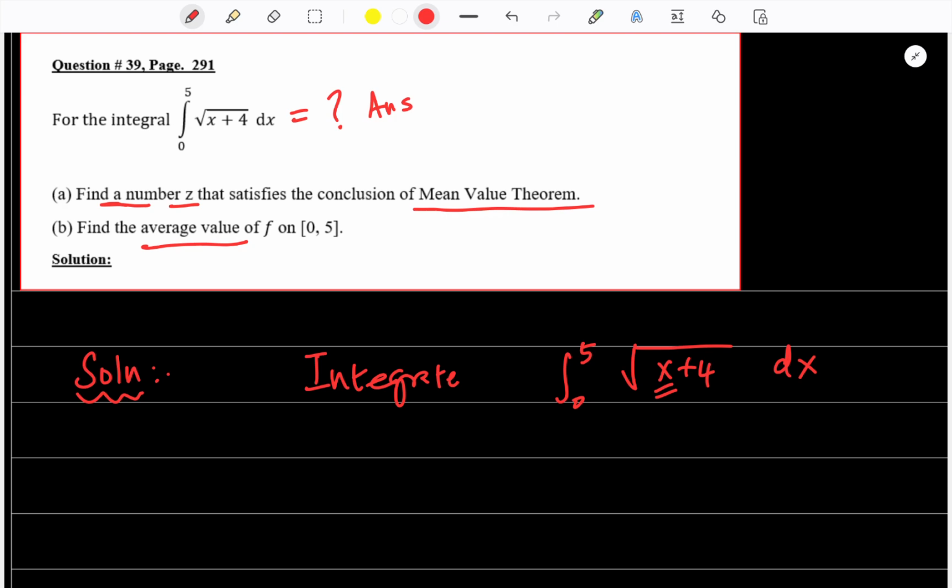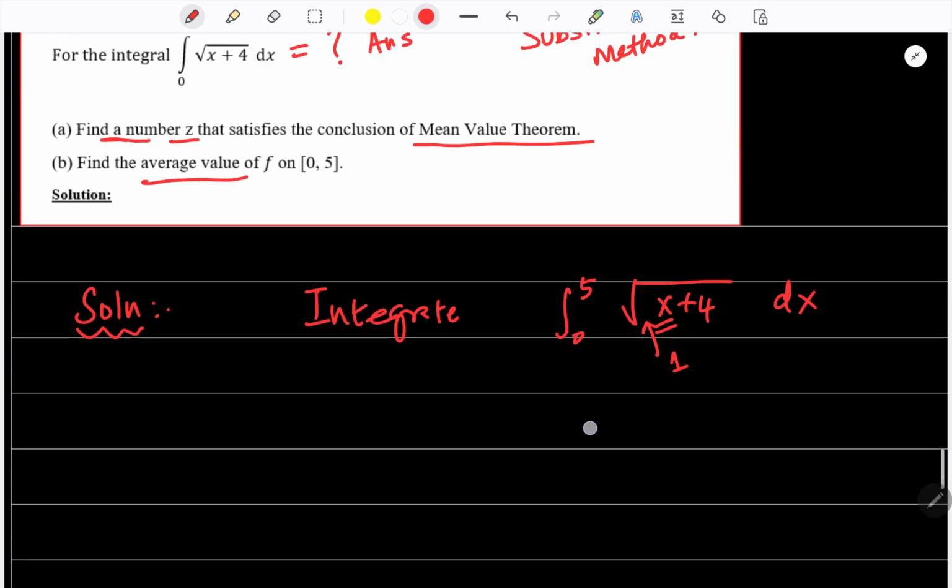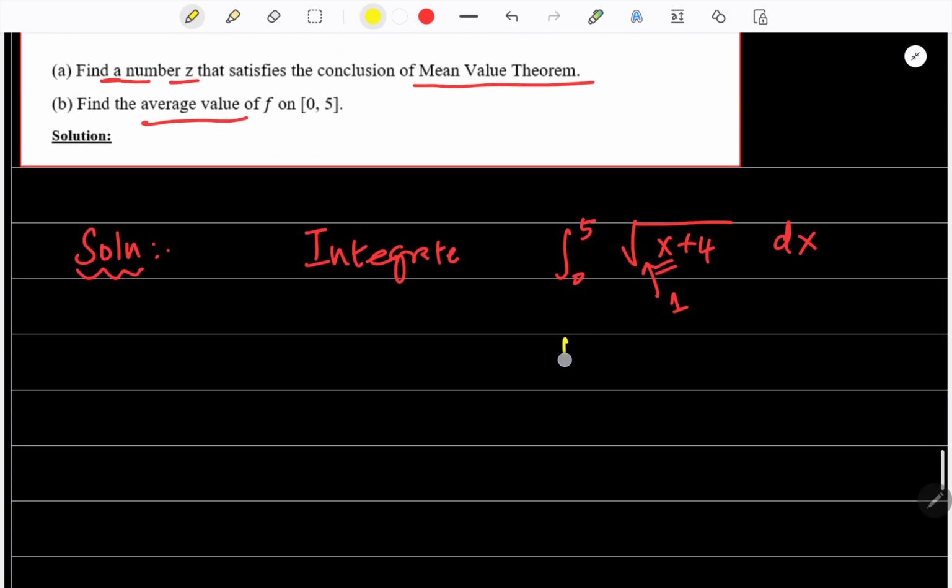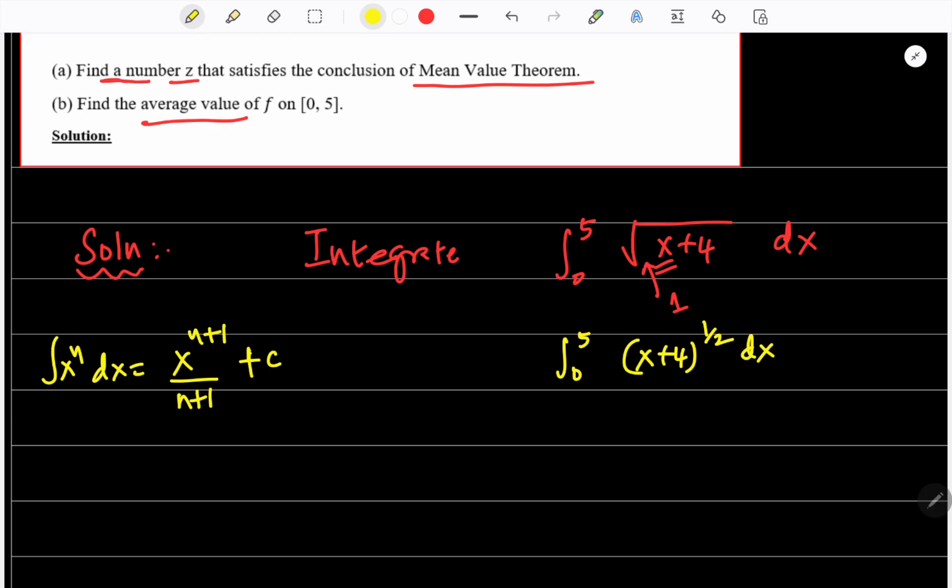Okay, let's start the integration. Again I'm telling, when you integrate square root, keep in your mind, if the coefficient of x is 1, you follow this method. If the coefficient of x is not 1, please use substitution method. What is substitution method? You're going to call something as u. Keep in your mind. So I'm going to write this as integral 0 to 5 x plus 4 to the power of half into dx. What is integral of x power n dx? Which is x power n plus 1 divided by n plus 1 plus integrating constant c.